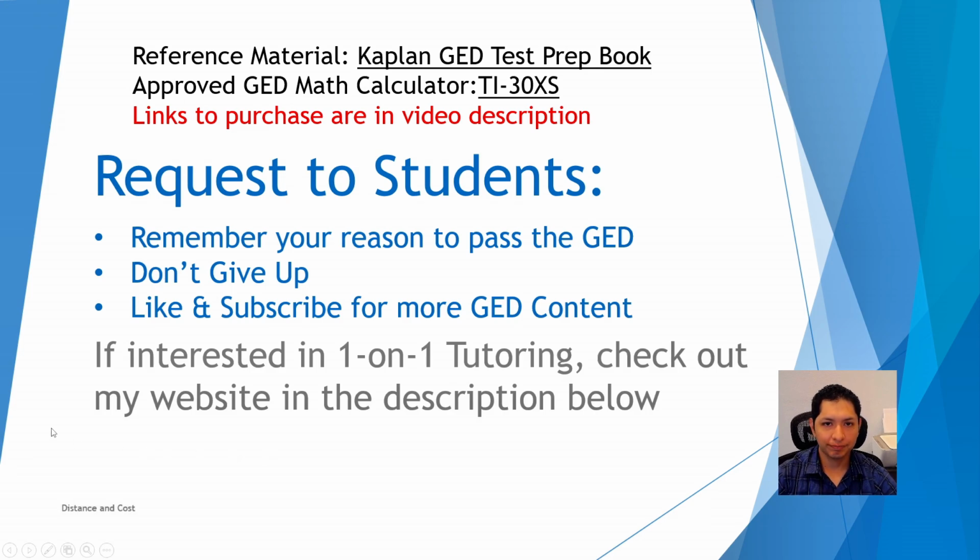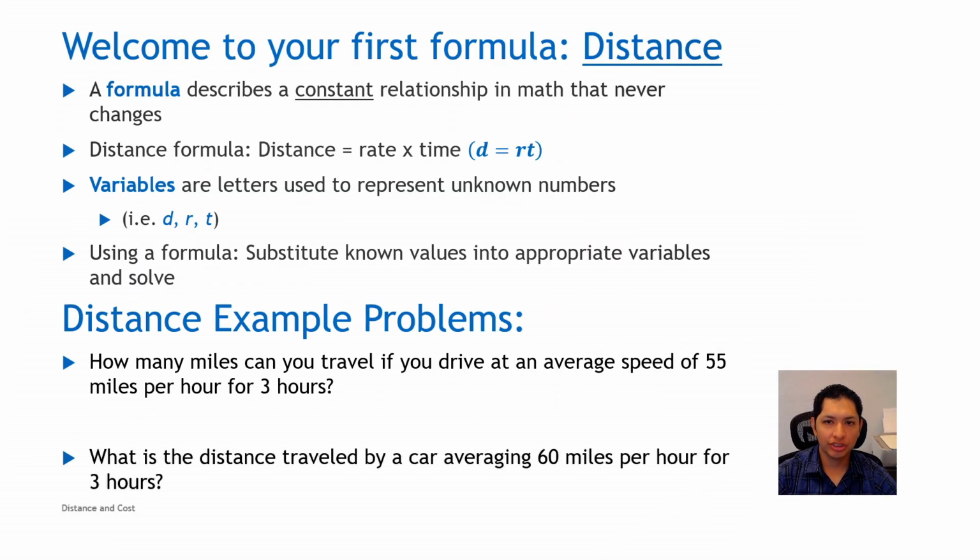All right, let's get started. First, we are going to cover distance. So welcome to your first formula. A formula describes a constant relationship in math that never changes. So regardless of what happens in the world, a formula is a way to always describe a specific situation in math. So the distance formula can be represented as the distance is equal to the rate times the time. And I have there in parentheses, d is equal to r times t.